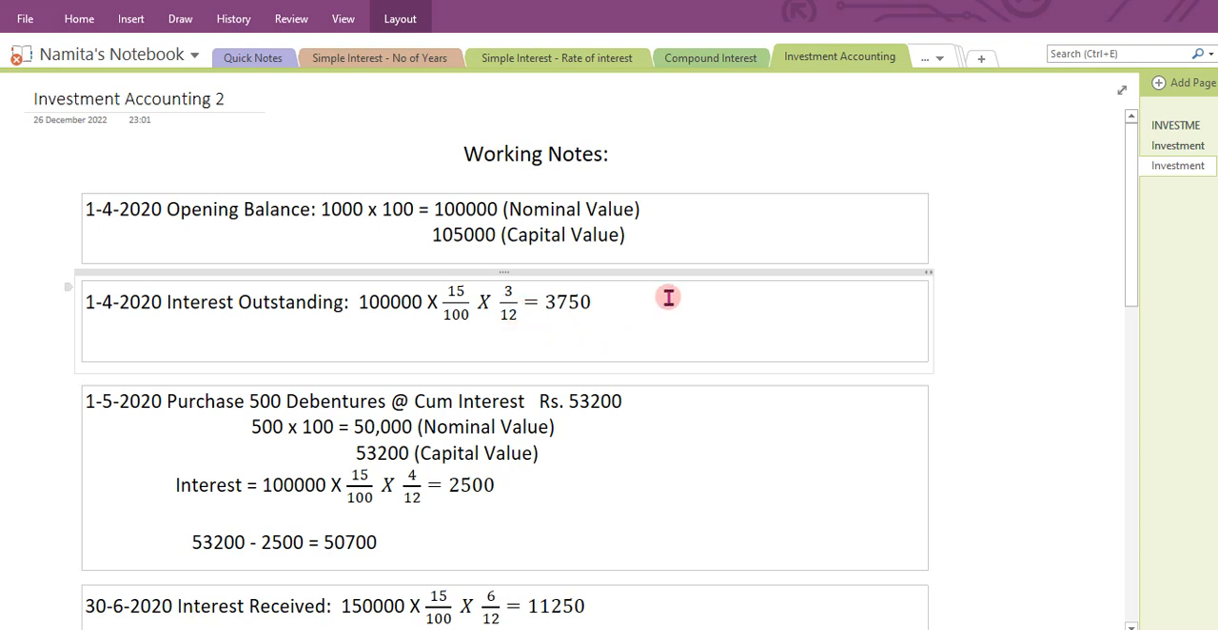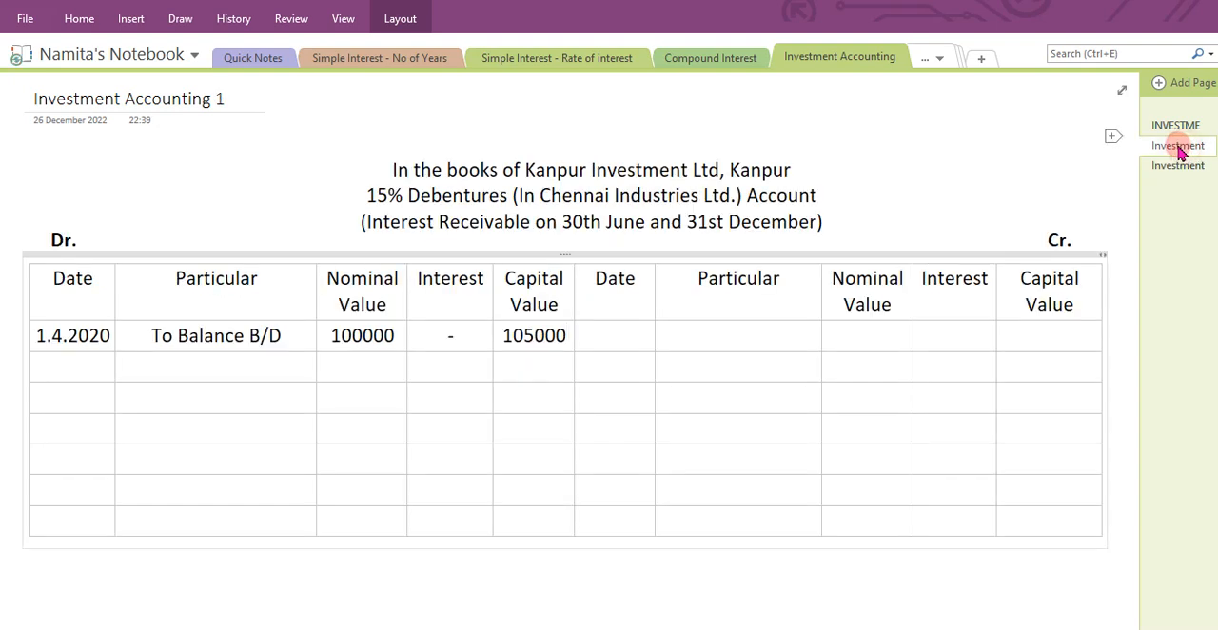Last interest was on 31st December, which means the December month is completed. So from 1st January to 1st April, how many months are there? January, February, March. We cannot take April because it is the first date of that month. So 3 months interest is calculated. 12, why 12? Because in 1 year there are 12 months. So 3 divided by 12. So interest is how much? 3,750. So this interest is outstanding.